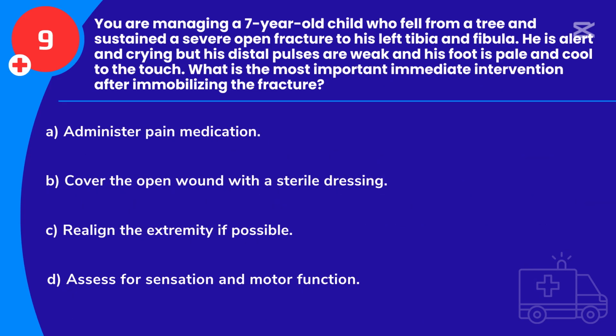Question 9. You are managing a 7-year-old child who fell from a tree and sustained a severe open fracture to his left tibia and fibula. He is alert and crying, but his distal pulses are weak and his foot is pale and cool to the touch. What is the most important immediate intervention after immobilizing the fracture? A. Administer pain medication. B. Cover the open wound with a sterile dressing. C. Realign the extremity if possible. D. Assess for sensation and motor function.